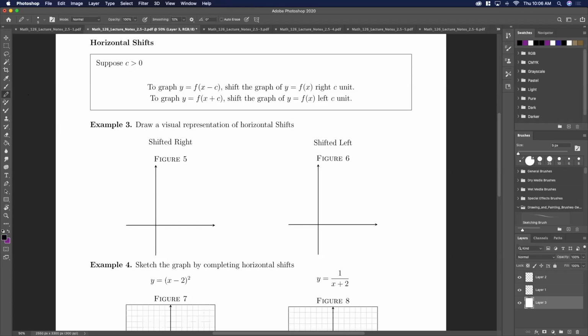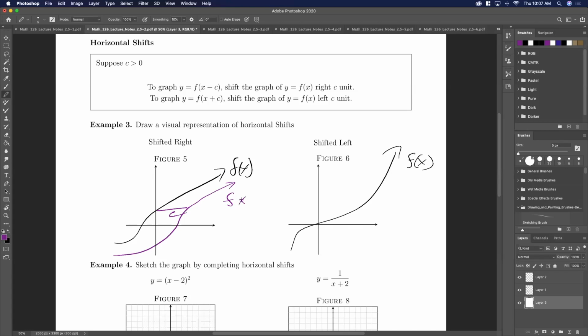So let's do the next one: horizontal shifts. This one is a little bit less counterintuitive than the other one. Let me just draw in some function here. Say this is f of x. Now when I change this, f of x minus c is going to be moving to the right c units. So when I subtract c, I'm shifting it to the right.